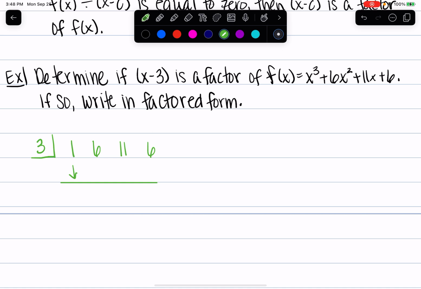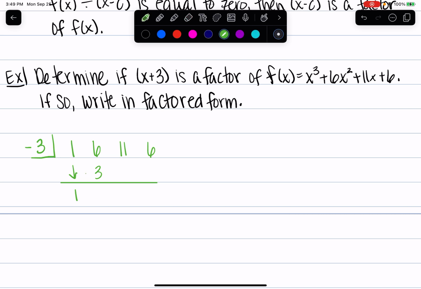I'm going to bring down that 1. 3 times 1 is 3. Add down. 6 plus 3 is 9. Oh, that should have been an x plus 3, y'all. Let's back that up really quick because this isn't going to work. X plus 3, so that is a negative. I apologize. That is a -3 there.